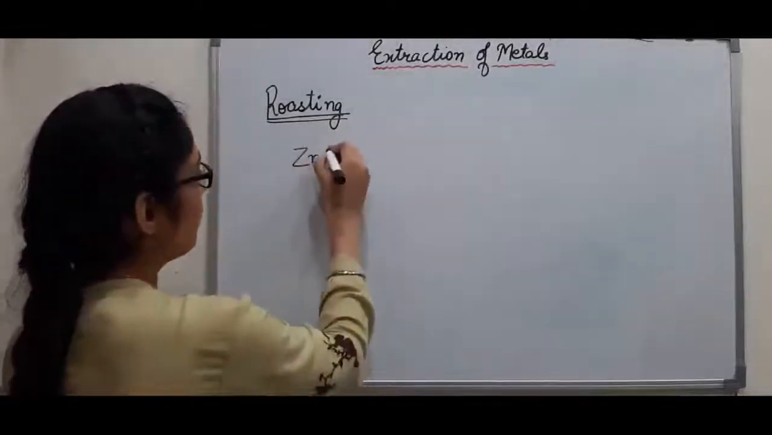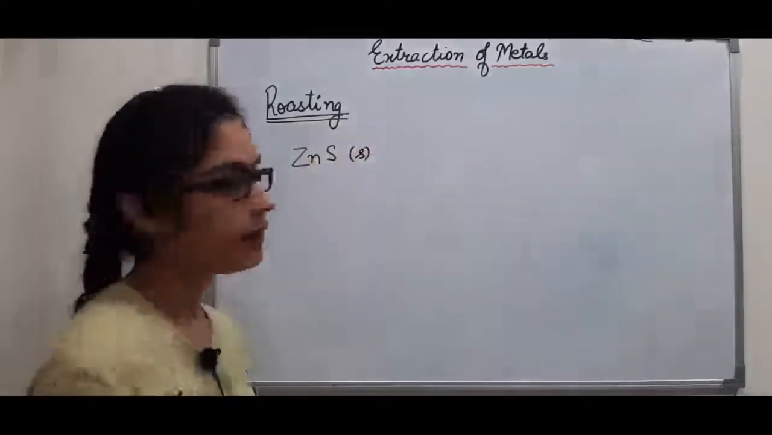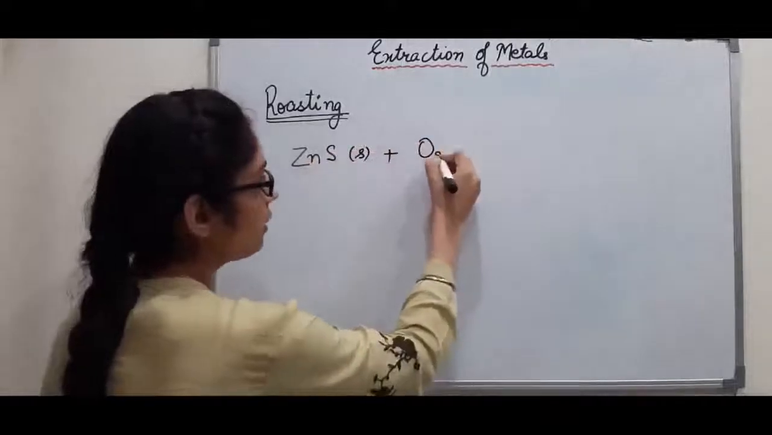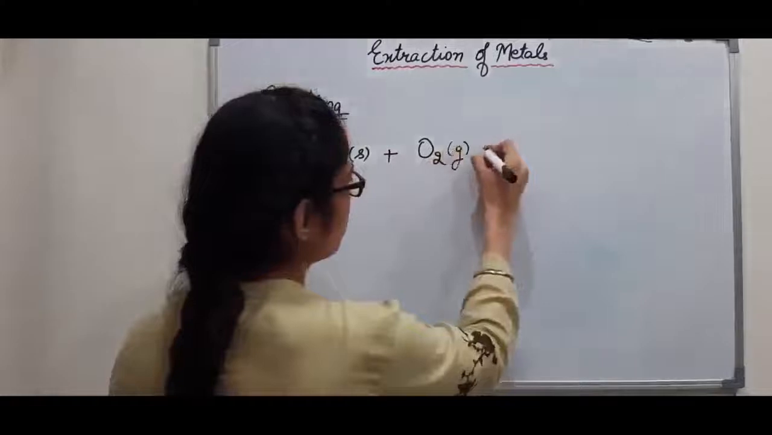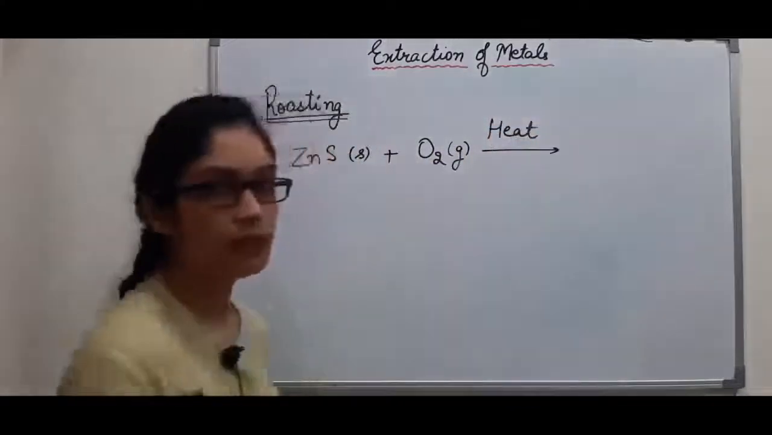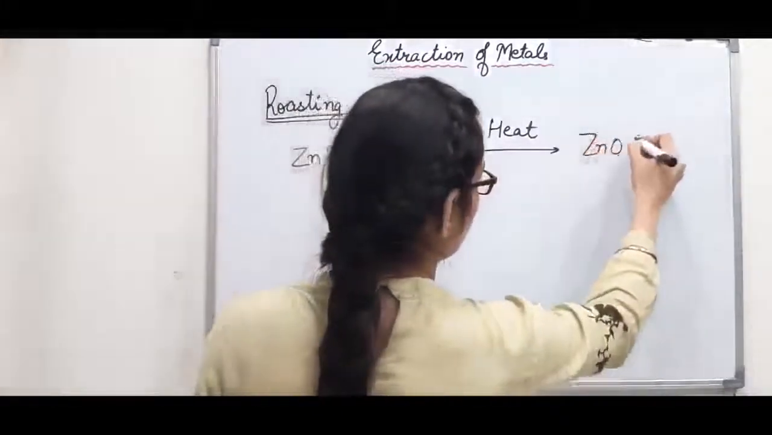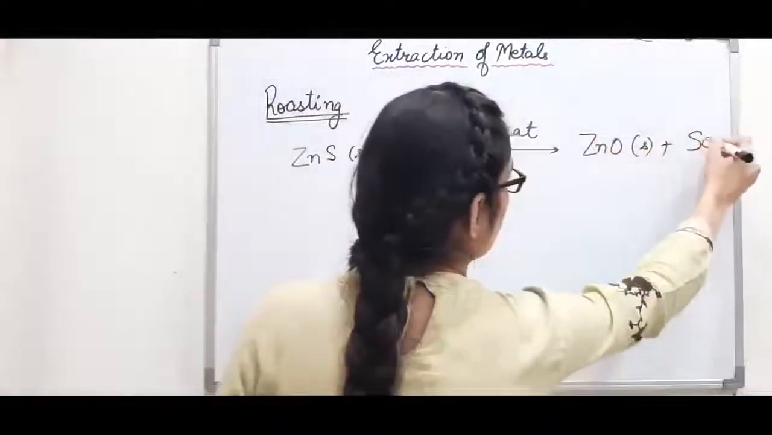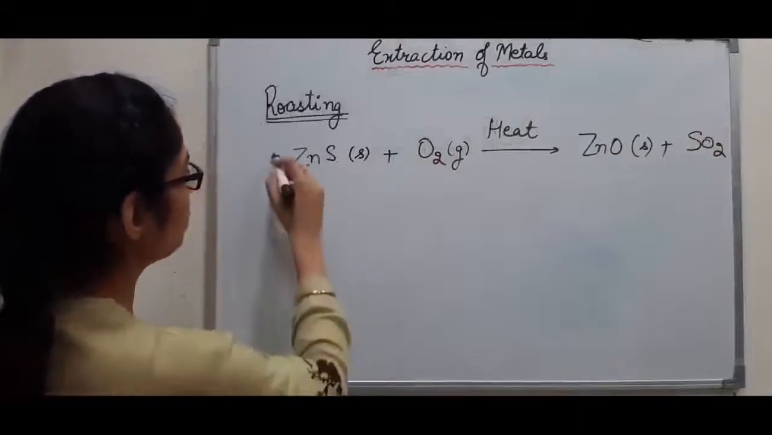So we have zinc sulfide, we have to convert it into zinc oxide. So zinc sulfide, which is in solid state, we have to heat it in the presence of excess oxygen. Oxygen is also in gaseous state, so we have to heat it. After heating, zinc sulfide will be converted into zinc oxide, which is again in solid state, and the other product will be sulfur dioxide. Now we can balance the chemical equation.